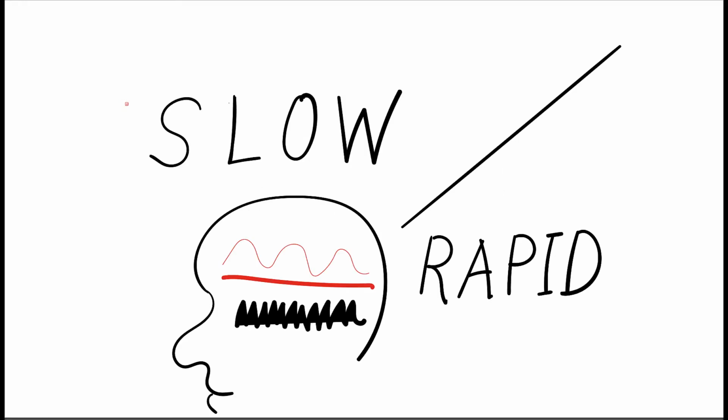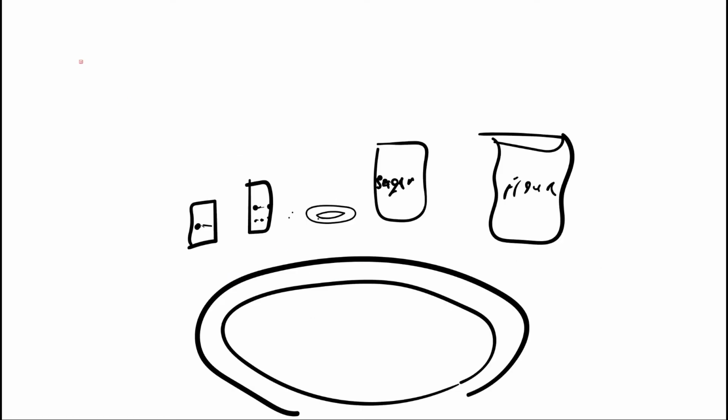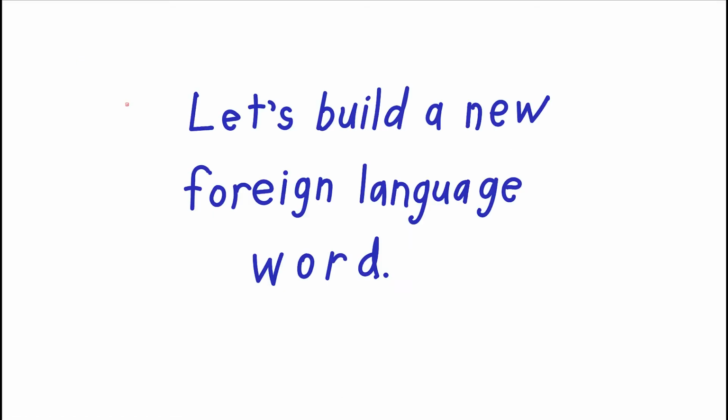The subconscious mind works much faster than the conscious mind, so it is often best to simply set up the situation with a slow phase and then run through a rapid phase that will bring things together. It's a lot like setting out the ingredients before you bake a cake. Let's build a new foreign language word. Start with the slow phase where one can be deliberate.